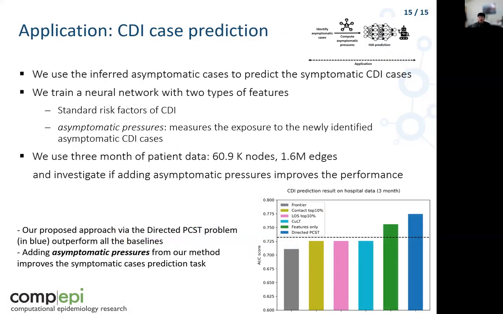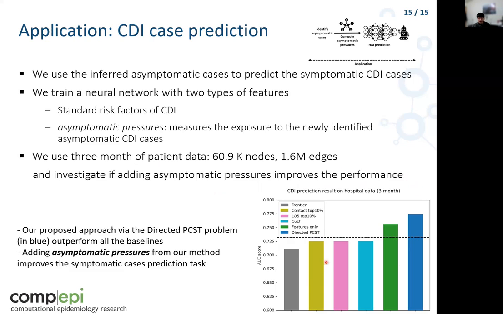Now, finally, we apply our method for asymptomatic case detection to the important task of predicting symptomatic CDI cases on actual hospital data. We train a neural network with two types of features that are standard features for CDI and asymptomatic pressures. These asymptomatic pressures are a set of features that measure the exposure to the newly identified asymptomatic CDI cases. And I'd like to note that asymptomatic pressures are generated from the solutions from our approaches and the baselines. And we use 3 months of data and investigate if adding asymptomatic pressures improves the performance of the task.